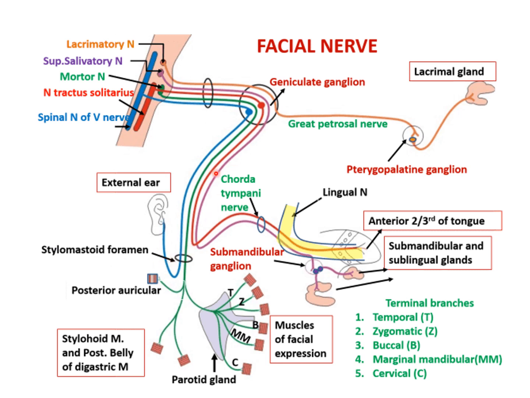And from the facial canal, the facial nerve exits the skull through the stylomastoid foramen, where it gives off three motor branches: the posterior auricular, the nerve to the stylohyoid muscle, and the nerve to the posterior belly of the digastric. And then finally, the nerve traverses the substance of the parotid gland to give off its five terminal branches: the temporal, the zygomatic, the buccal, the marginal mandibular, and the cervical branch of the facial nerve.